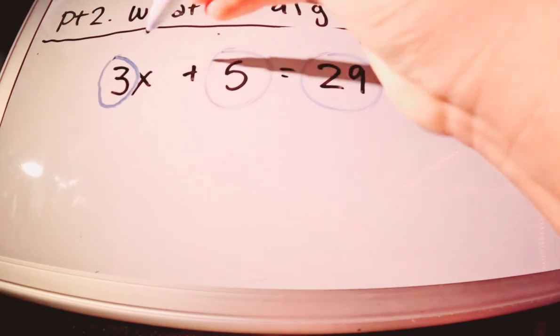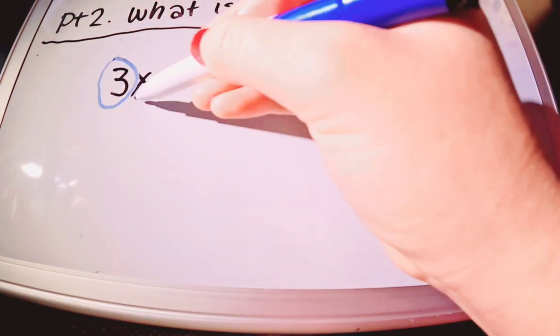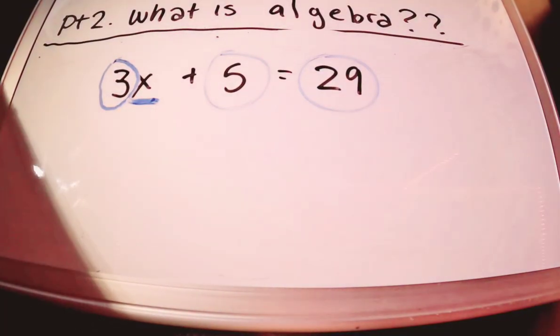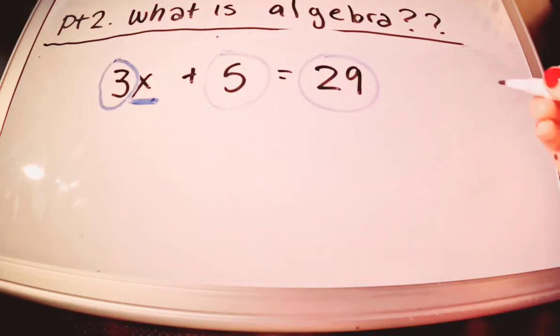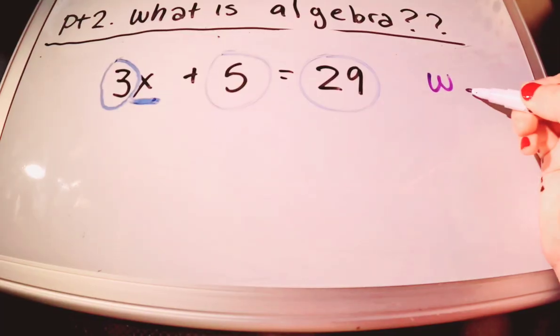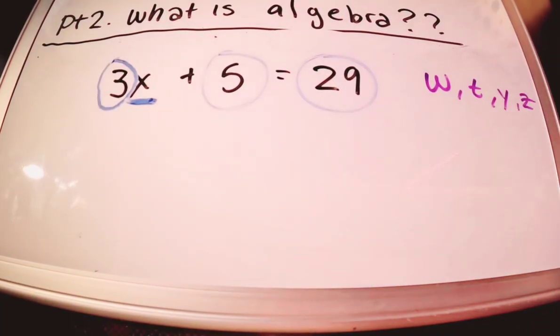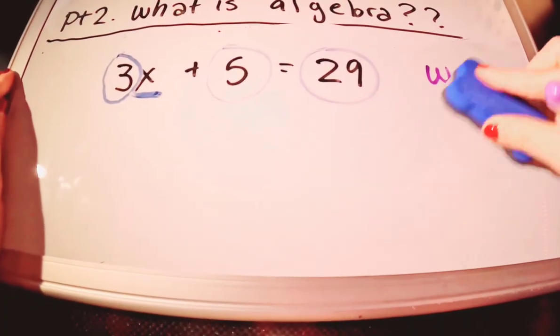And a coefficient is something that's always in front of a variable. So our variable here is x. But a variable could also be different things. For example, a variable could be a w, or a t, or a y, or a c. It can be any letter you want, but most commonly it's x.